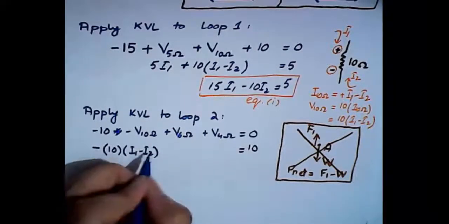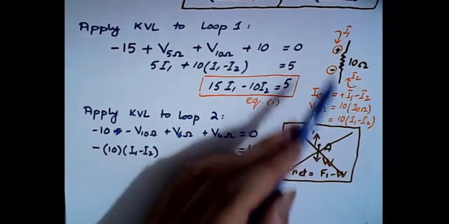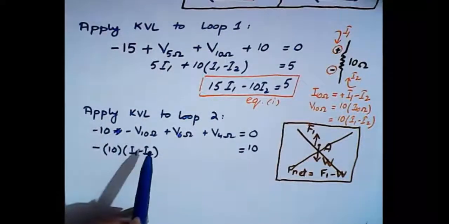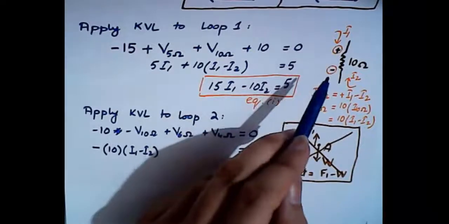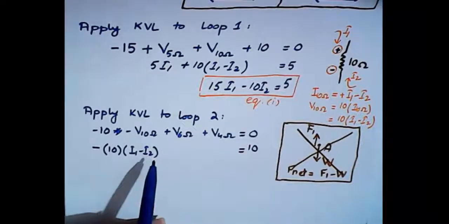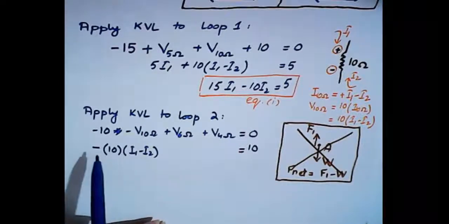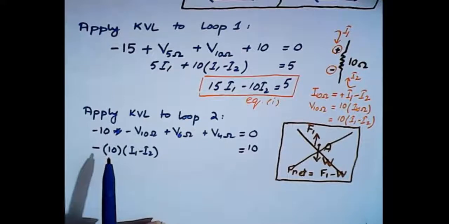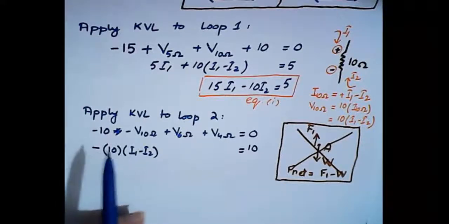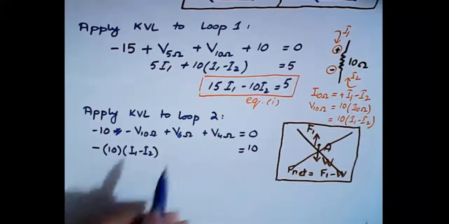Clear? I1 minus I2. Why I1 minus I2? Because I1 is plus, because I1 was entering the positive terminal. Here I2 is entering the negative terminal, that means minus I2. Clear? 10 ohms is the resistance, and this one is the sign due to the polarity of voltage. It is showing voltage rise or drop. These signs, positive and negative, show voltage rise and drop, right?